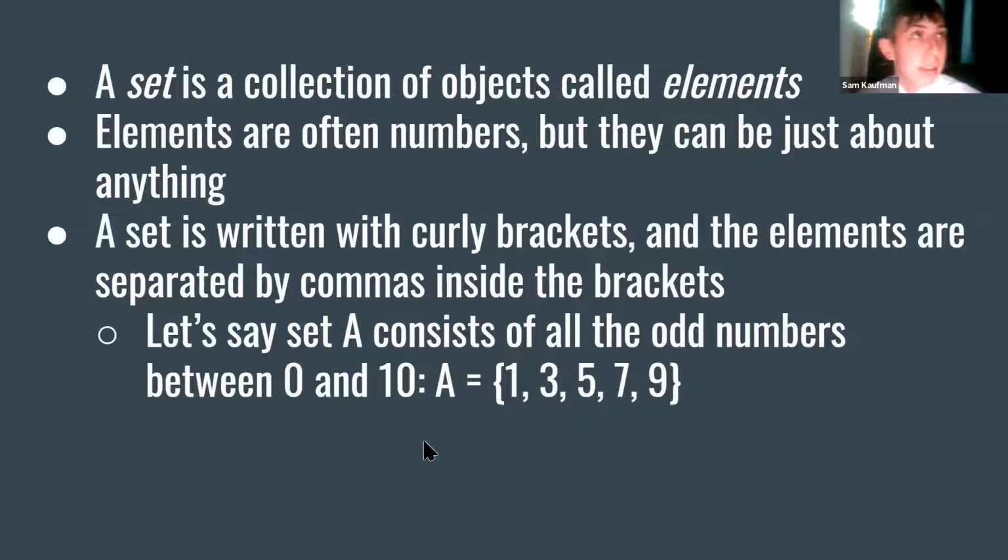So if we had a set A, and we said that set A consists of all the odd numbers between 0 and 10, you would write A equals, and then curly brackets, 1, 3, 5, 7, 9, separated by commas. So that's what a set is.